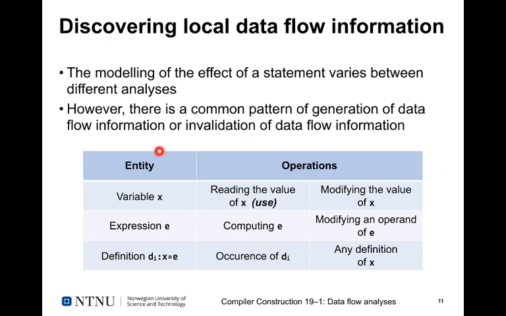For the entities we have in our simple intermediate representation, so variables x, scalar variables, expressions, and a definition of a variable, where we assign the result of an expression to a new variable, we can have two operations each. For variables, we can read a variable x, so we use it, or we can modify its value. For an expression e, we can compute it, or we can modify an operand of the expression. And for a definition, this might occur anytime we have an x.